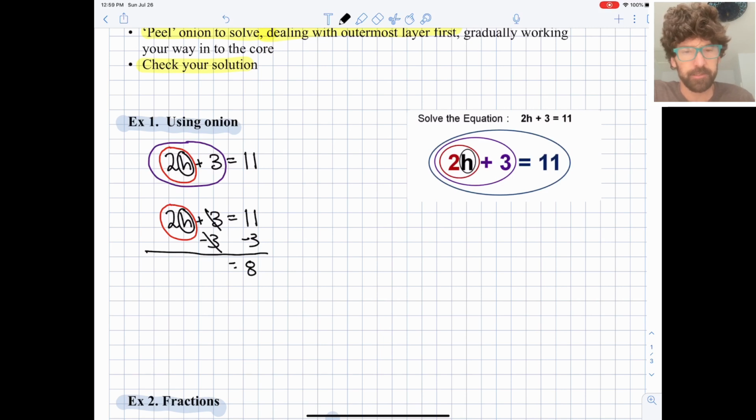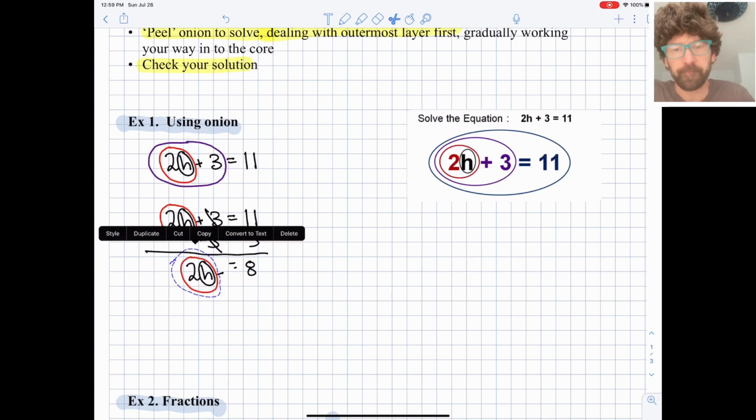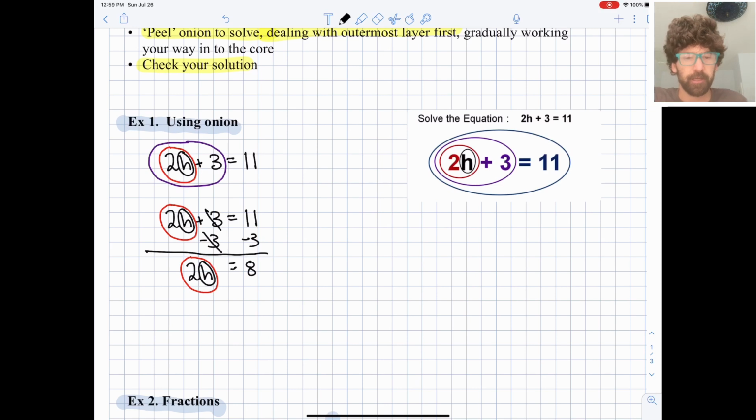The 3's cancel. And let me see if I can do a copy again. And we get 2h is equal to 8. Okay, and then we've reduced it down to a simple one-step equation, which should be straightforward, but I will follow the onion model again, and let's keep peeling our onion. We're going to peel away that outer layer. It looks like we have a multiplication by 2, so let's divide both sides by 2, and these 2's cancel. 8 divided by 2 is 4, and we are left with just the h on the left side.